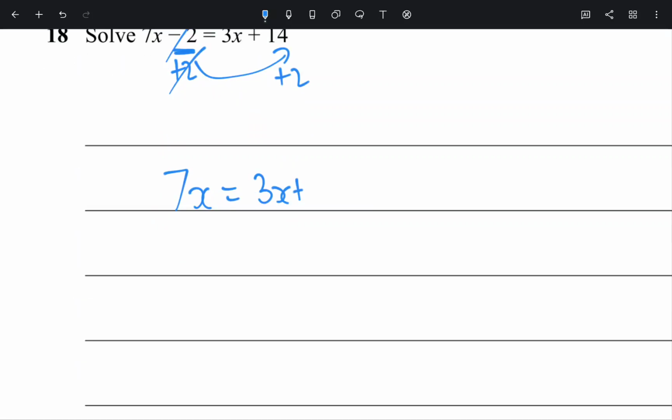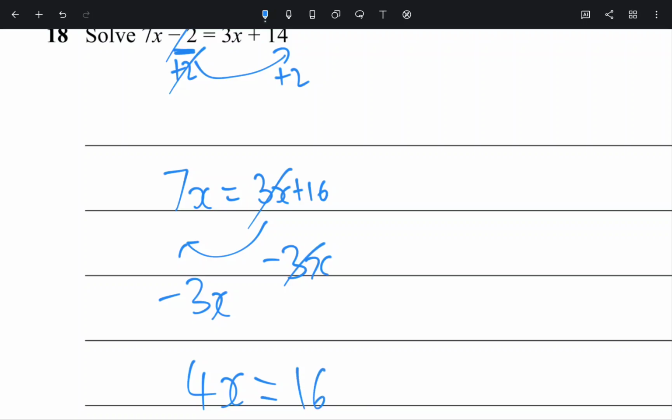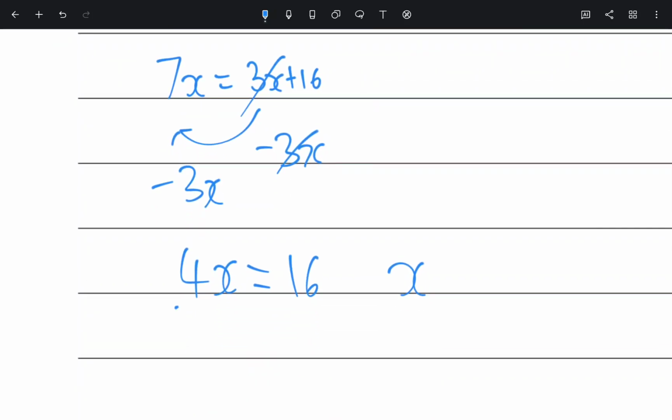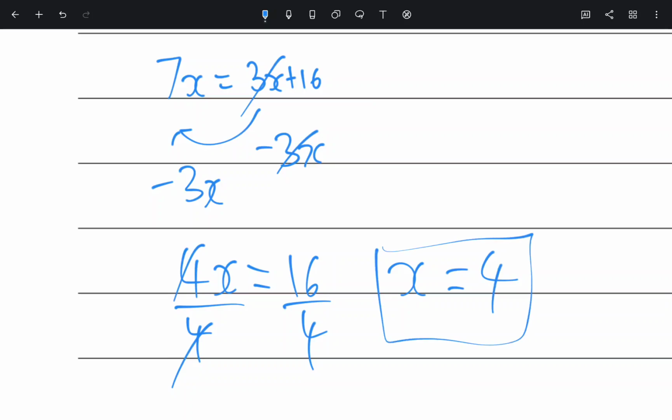3x plus 16. And then you want to take the x to the other side. You do that by minusing 3x. So the 3x cancels out, and it'd be 4x, because 7x minus 3x equals 4x, equals 16. Now to find x, all you do is divide both sides by 4. That means x is 16 divided by 4, which is 4. And that's your answer.